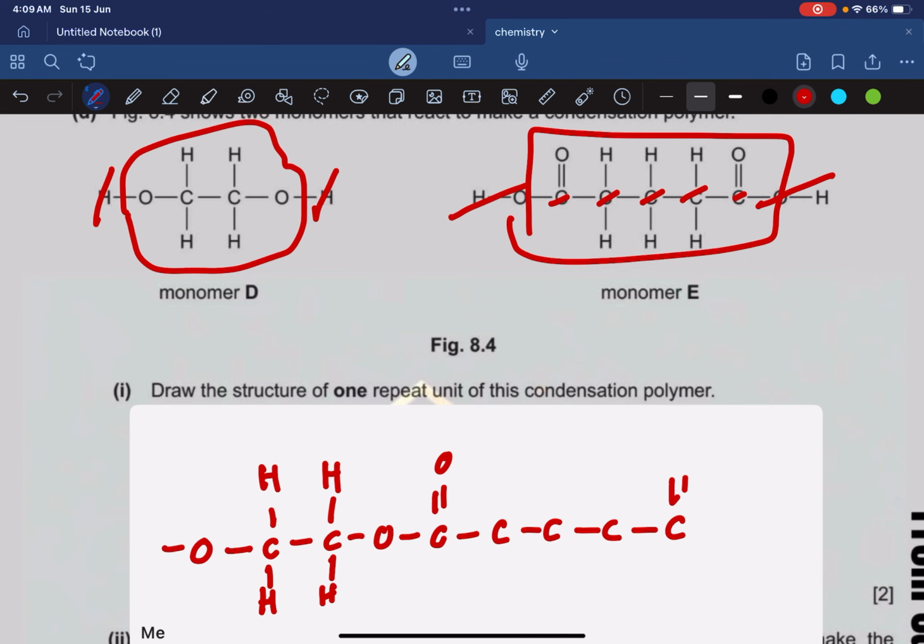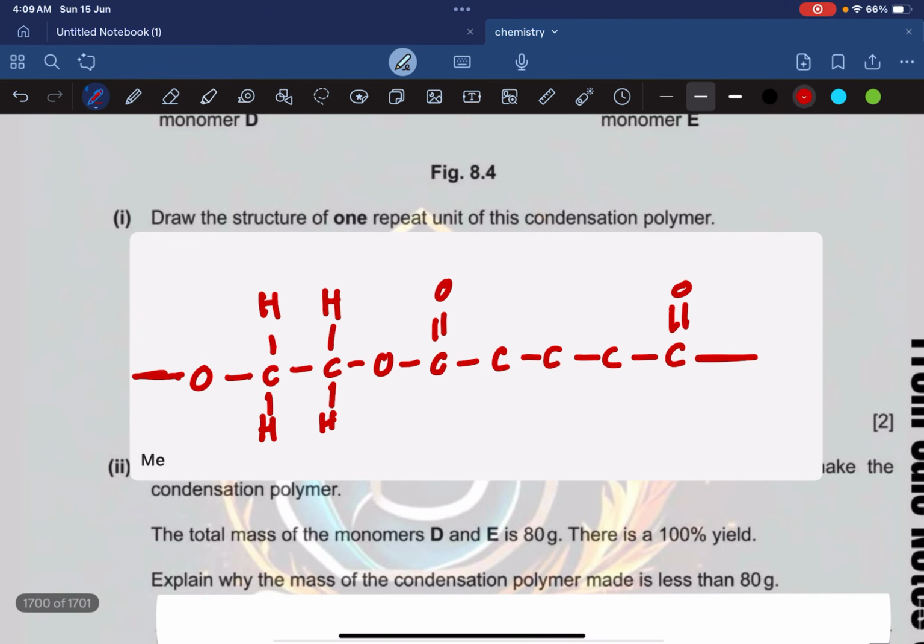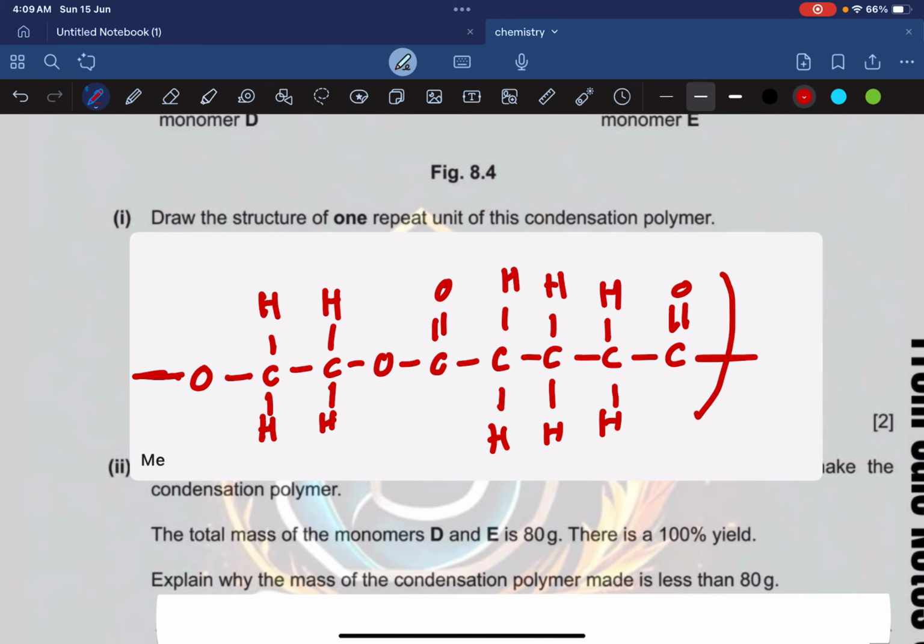A double bond over here and an extension from here, because I've cut the OH. And now I just have to add my H. And I am done with my repeat unit. That was all I had to do. If you want to enclose it in brackets like this, you can do it. You can write an N over here, whatever you want, but this is the one repeat unit.